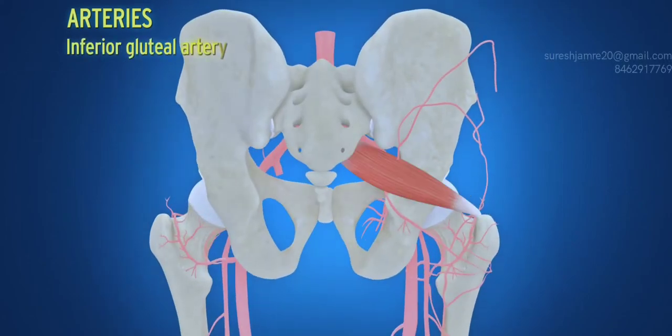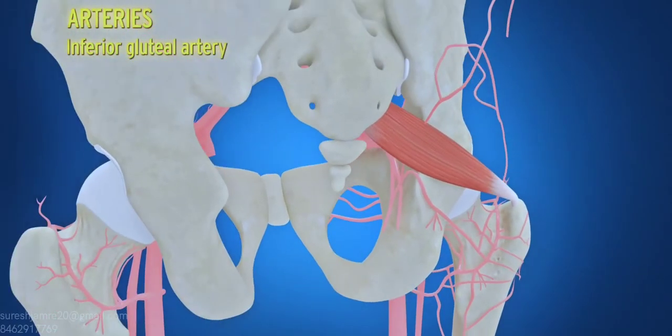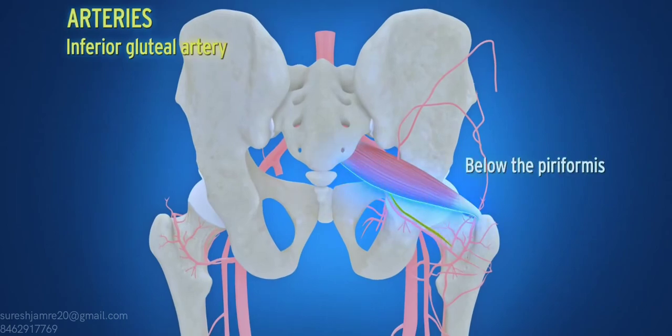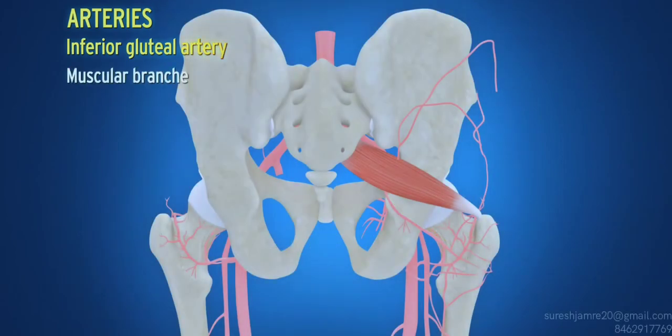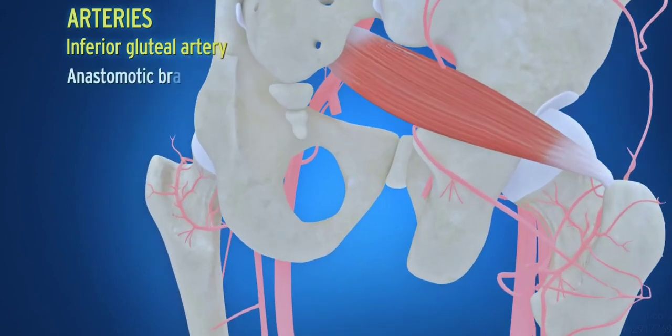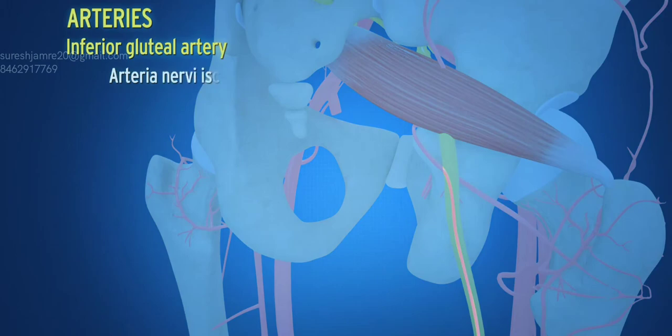Inferior gluteal artery. It is a branch of anterior division of internal iliac artery. It appears in the gluteal region by passing below the piriformis. It is accompanied by the inferior gluteal nerve. It gives muscular branches to the adjacent muscles, anastomotic branches to cruciate and trochanteric anastomosis, arteria nervi ischiadici, which accompanies the sciatic nerve.